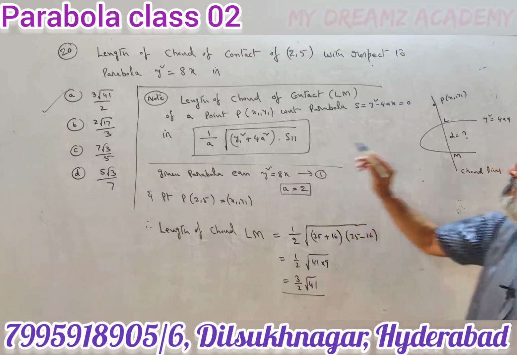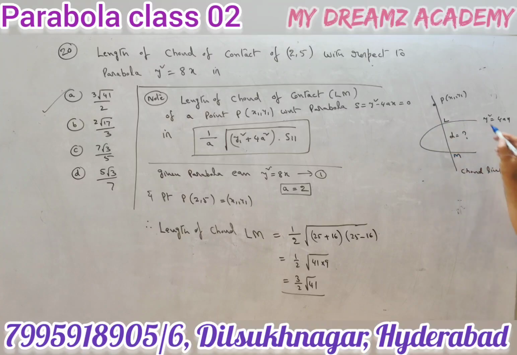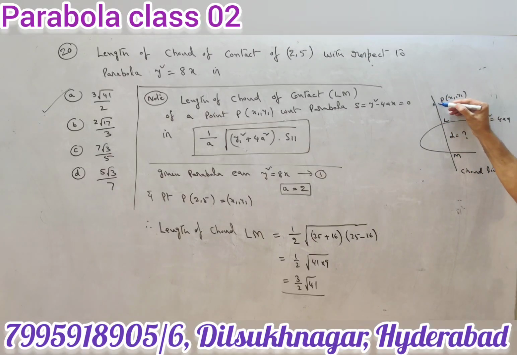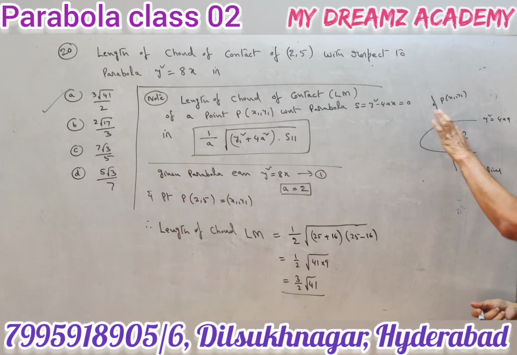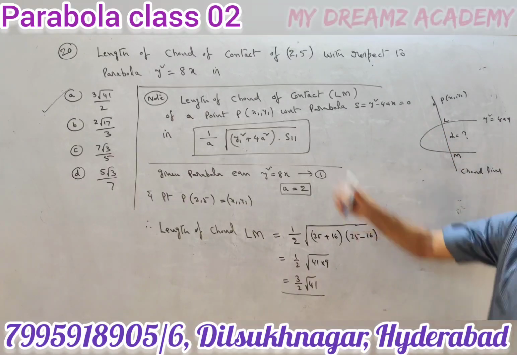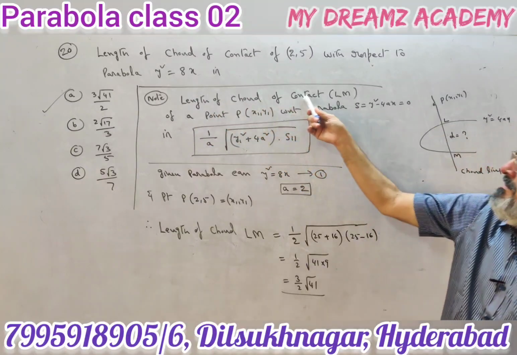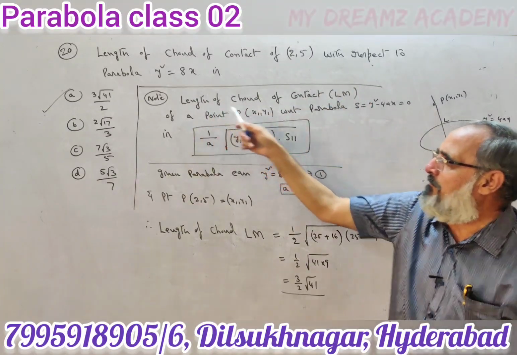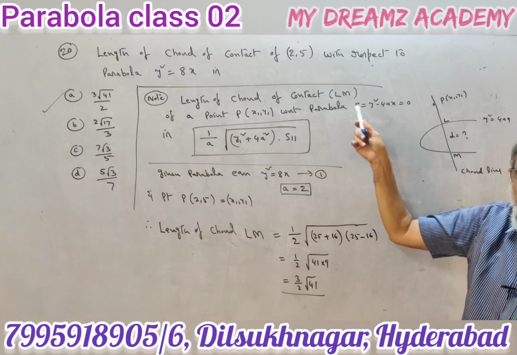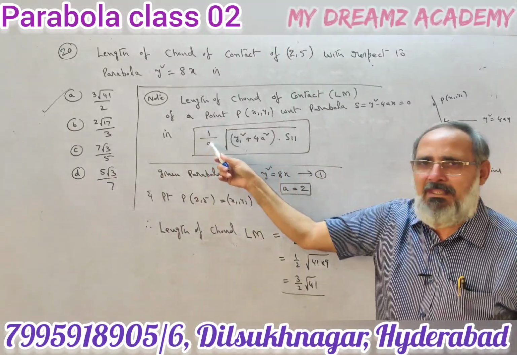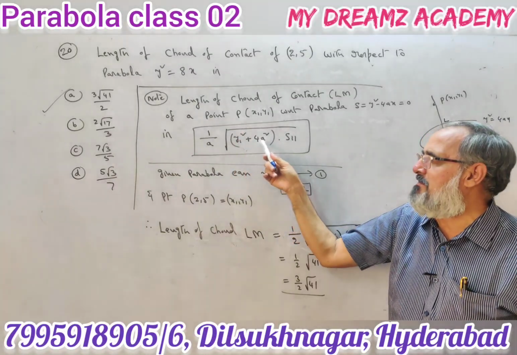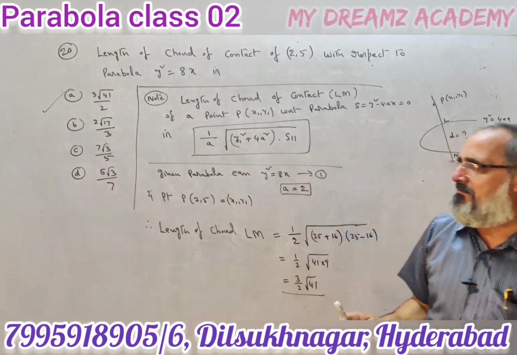Similarly, for a parabola, a chord is drawn from a point P not on the parabola, which intersects the curve in two points L and M. What is the distance between L and M, which is nothing but the length of the chord. The length of the chord of contact LM of a point P(x1, y1) with respect to the standard parabola is, you must remember the format, 1 by a square root of (y1 square plus 4a square) into S11.